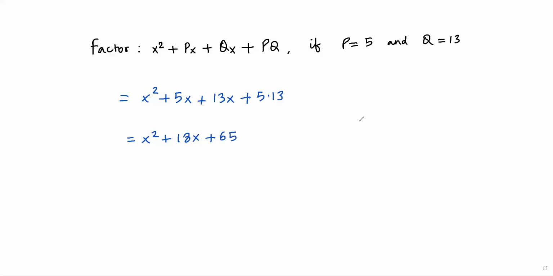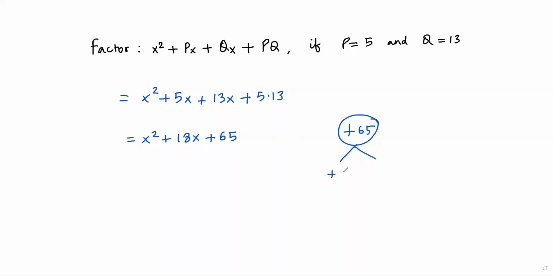Okay, now we have to factor this quadratic polynomial. So this is in standard form. And here the coefficient of x² is just 1. So we have to factor this constant term positive 65. Now I have to get two factors for this positive 65 such that the product of the two factors is equal to positive 65 and the sum of the two factors is equal to the middle term positive 18.